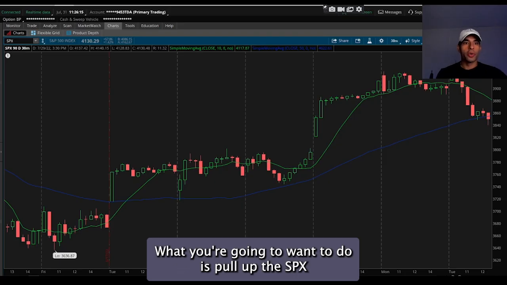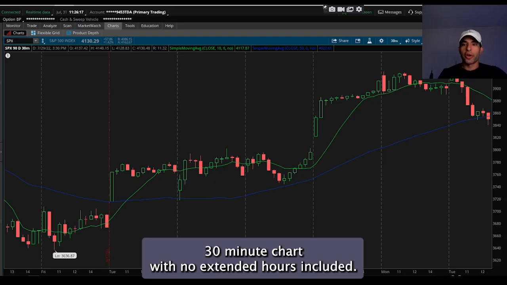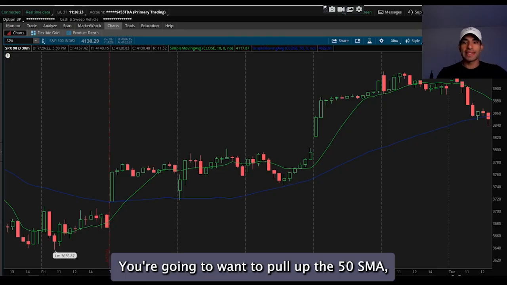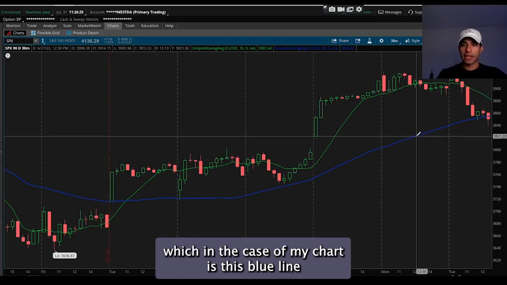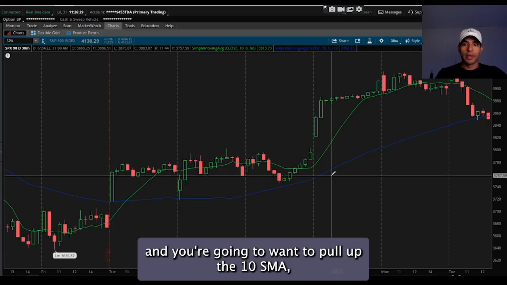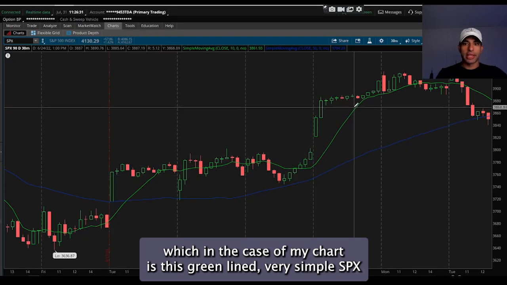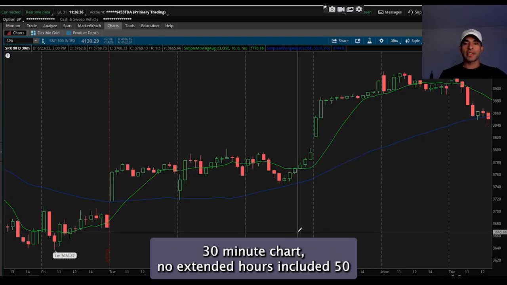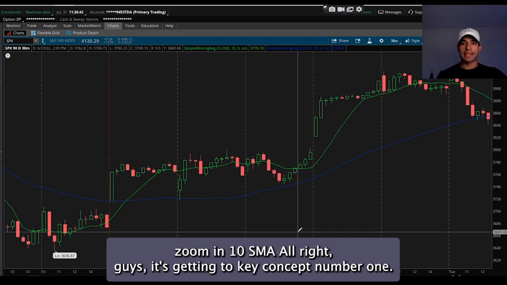What you're going to want to do is pull up the SPX 30-minute chart with no extended hours included. You're going to want to pull up the 50 SMA, which in the case of my chart is this blue line. And you're going to want to pull up the 10 SMA, which in the case of my chart is this green line. Very simple. SPX 30-minute chart, no extended hours included, 50 SMA, and 10 SMA.